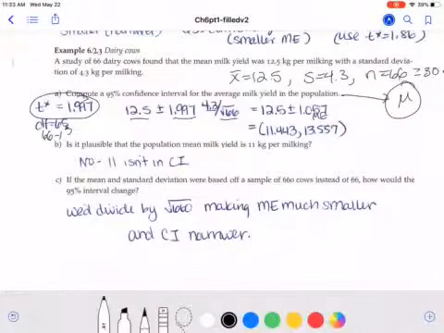It's asking in part B if it's plausible that the mean milk yield in the population is 11. Just looking at our interval, this does not contain 11, so the answer to that is no.